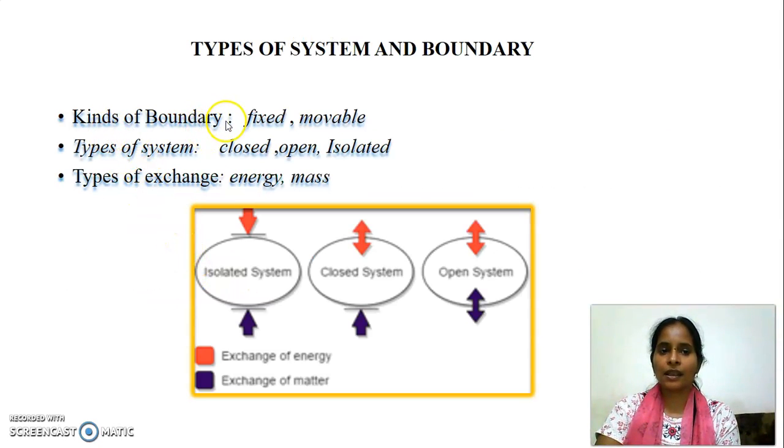Here you can see the types of boundaries, which can be fixed or movable, and the types of systems: closed, open and isolated. The types of exchanges we are dealing with are exchange of energy and exchange of matter. An isolated system has neither. A closed system allows energy transfer but not mass transfer. Here both mass transfer and energy transfer take place.